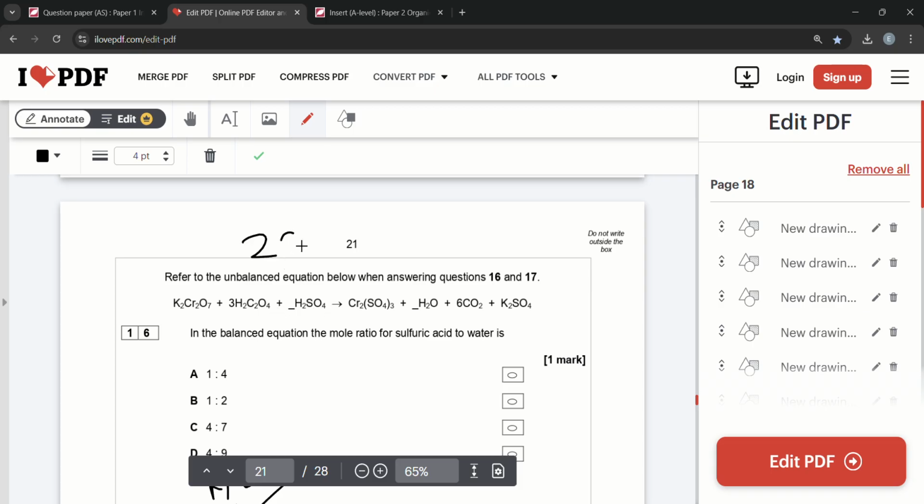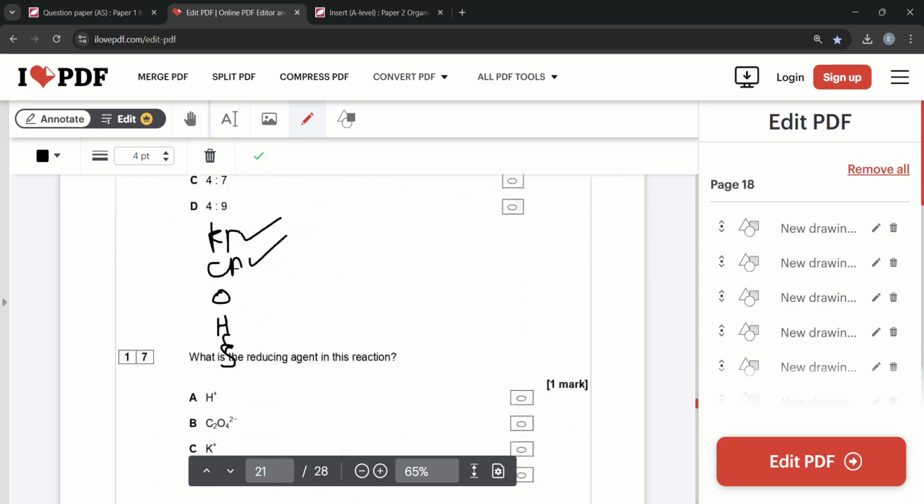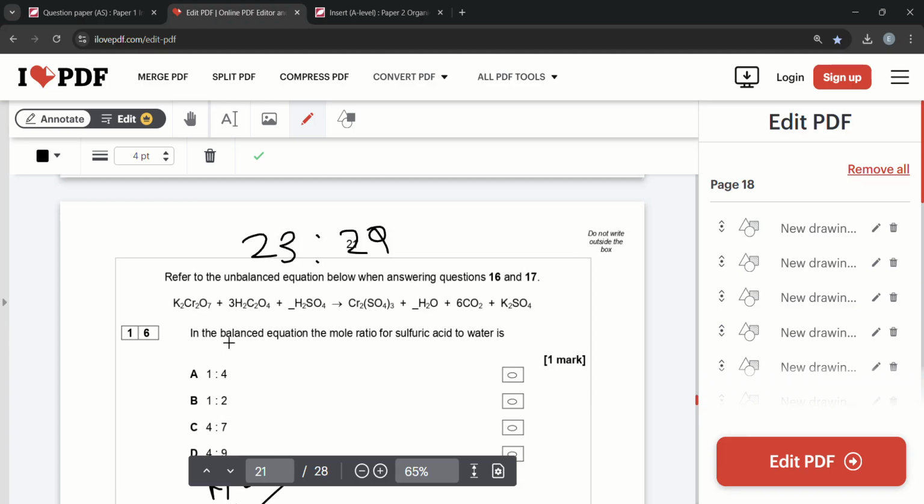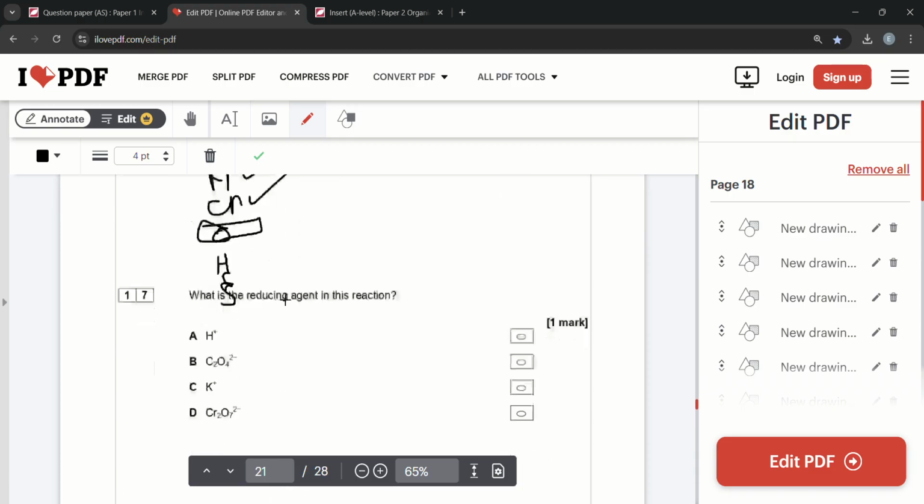Plus 4, 23 oxygens on the left hand side, and on the right we've got 12 plus 1, 13, 13 plus 12, 25, 25 plus 4, 29 oxygens. So these oxygens aren't balanced, and we look at the hydrogens. We've got 8 hydrogens on the left hand side, and 2 hydrogens on the right hand side. So the hydrogen is not balanced.